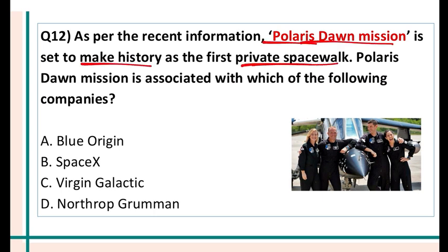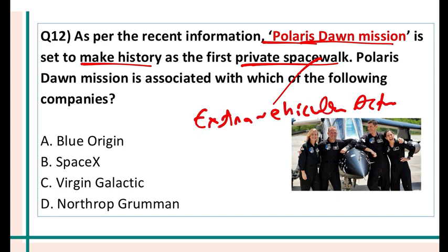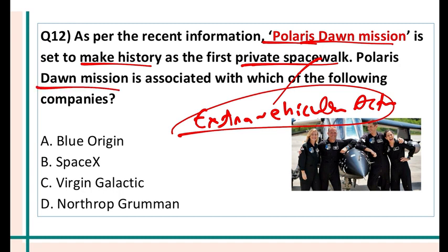What is a spacewalk? So this is called extravehicular activity. When you go to space, you come out of your spacecraft and you do a walk in the sky. That is called a spacewalk. So the Polaris Dawn mission was launched by which company? It was launched by SpaceX, and this is very important. And it was launched when? It was launched on 26th of August 2024.